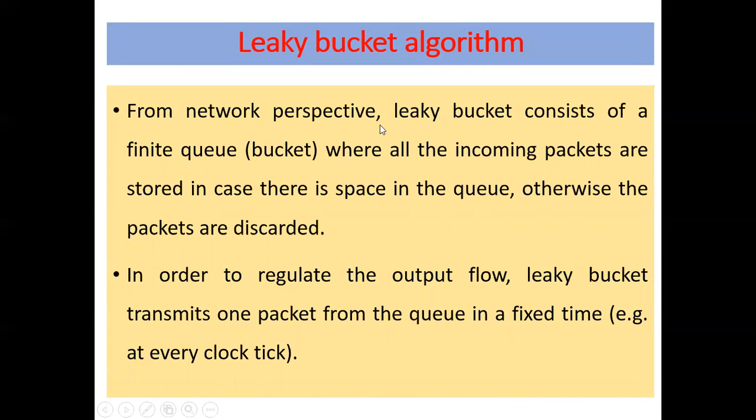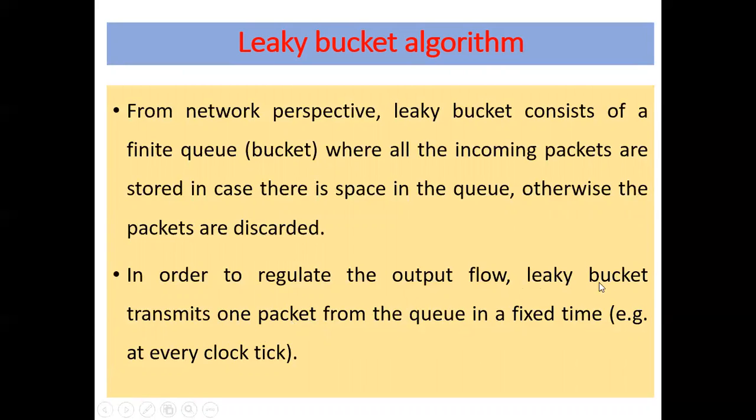From the network perspective, the leaky bucket consists of a finite queue where all the incoming packets are stored in case there is space in the queue. Otherwise, the packets are discarded, meaning if overflow takes place, it's going to discard the packet. In order to regulate the output flow, the leaky bucket transmits one packet from the queue in a fixed time. So we'll get the output in a regulated flow manner.